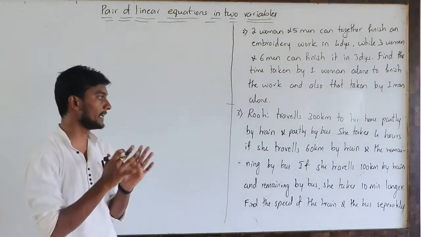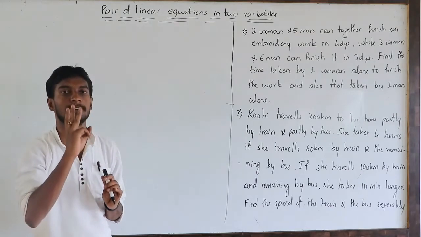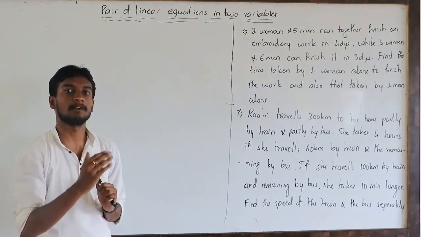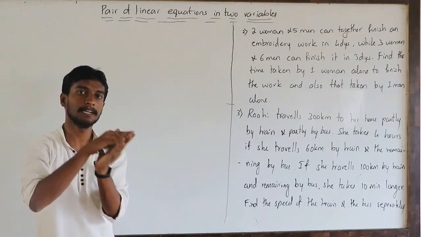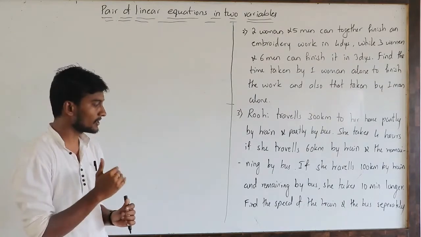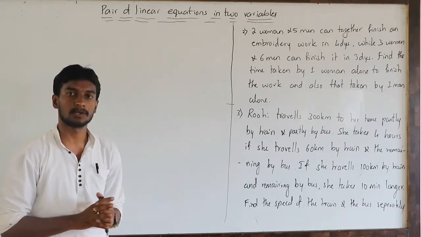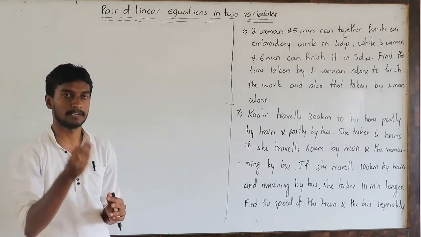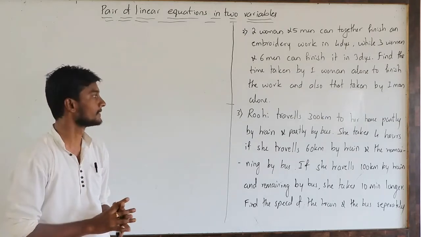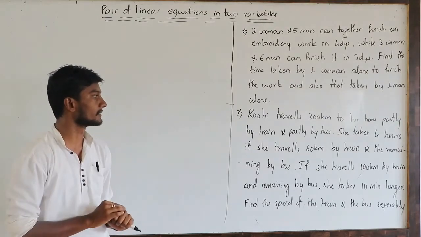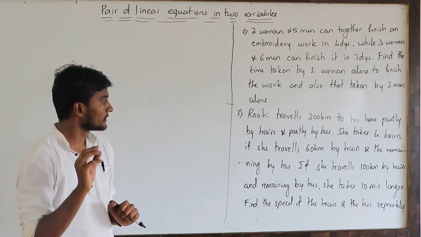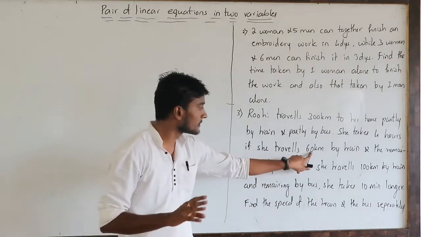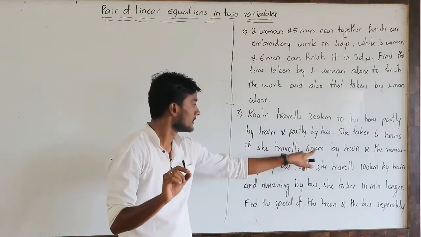Here, Ruhi can travel a 300 kilometer journey. In that 300 kilometers, she will travel some of the part by bus and some of the part by train. We don't know how much is the speed of the train, we don't know how much is the speed of the bus. So we need to find the speed of both of them. But in the first condition, in 300 kilometers, she travels 60 kilometers by train.